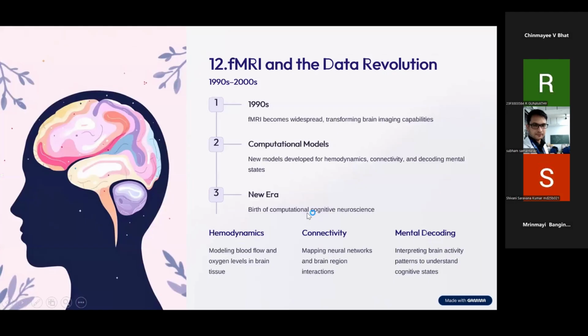So then, coming to the 2000s, the 90s saw the birth of fMRI, because with MRI you can only know the structure of the brain. If you want to understand function, how it works, you need some kind of a functional neuroimaging technique, and fMRI is one of the first and most popular, which gave a lot of insight into how things work in the brain.